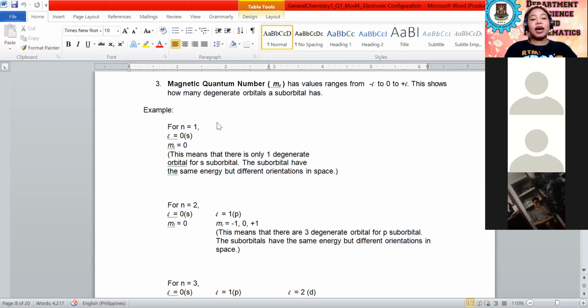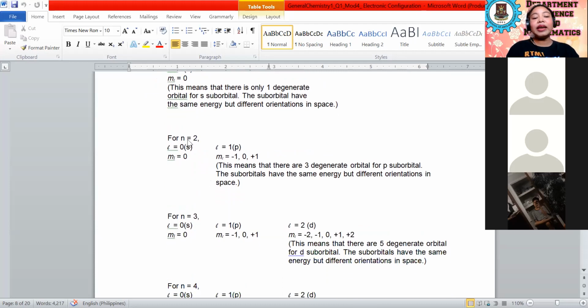It means that in the S room, you have one double deck bed. So how many can stay in your S? Two. Now let's go to n is equal to 2. For n is equal to 2, we have two values for L: L is equal to 0 and L is equal to 1. For L is equal to 0, we only have one value for the magnetic quantum number, that is 0.